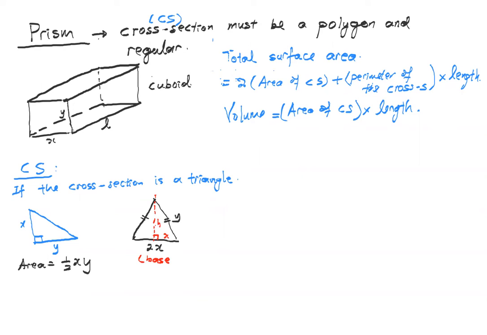Now, in order to use the formula area equals half base times height, I have to get the height first. To get the height, I have to use Pythagoras theorem, because this is a right angle triangle. So it will be square root of y squared minus x squared. So I put down there square root of y squared minus x squared. In this case, if you're talking about the area, you will have two variables involved.